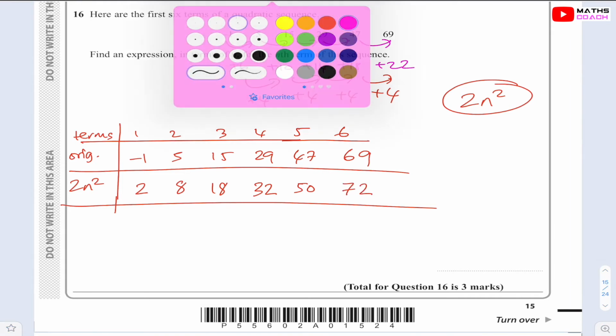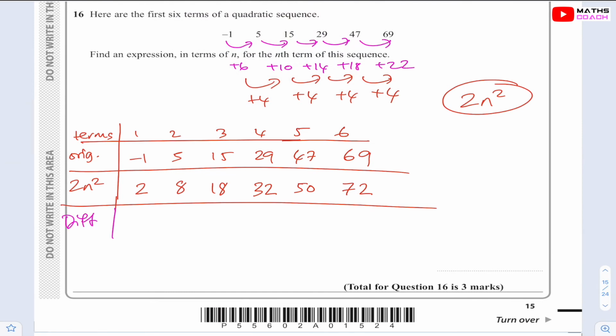Now, we will find the difference between the original and our 2n squared. So -1 minus 2, we get -3. 5 minus 8 is also -3. 15 minus 18 is -3.